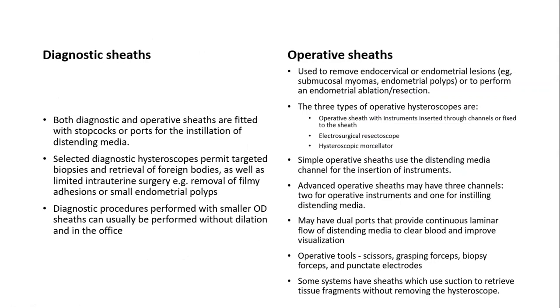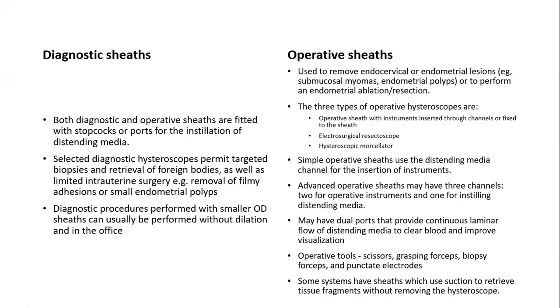So just to compare diagnostic and operative sheaths, they will both come with stopcocks or ports for the instillation of distending media. And for some diagnostic hysteroscopes, you can input instruments that can be used for biopsies or retrieval of foreign bodies through the same port as the one for instillation of fluid. And so diagnostic procedures tend to be done with the ones with a smaller outer diameter. And then operative sheaths tend to be bigger.